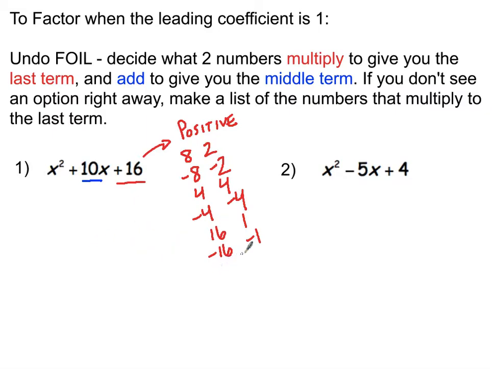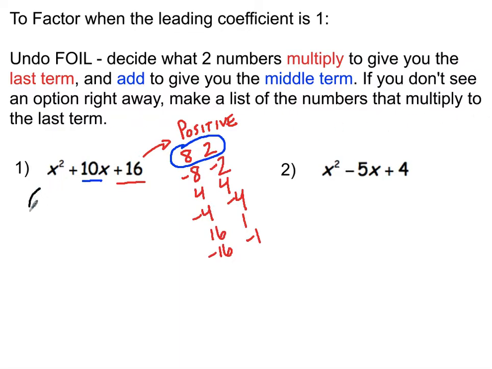So down here, negative 16 plus negative 1, that's negative 17, not 10. 16 and 1 add to 17, not 10. Negative 4 plus negative 4 adds to negative 8, not 10. 4 plus 4 would be 8, that's no good. Negative 8 plus negative 2 is negative 10. Here's the one, the only one that adds to 10. Only one of these is going to work.